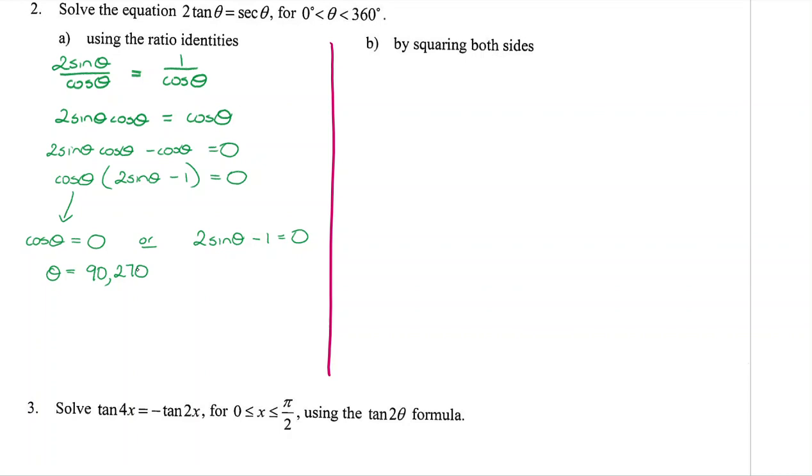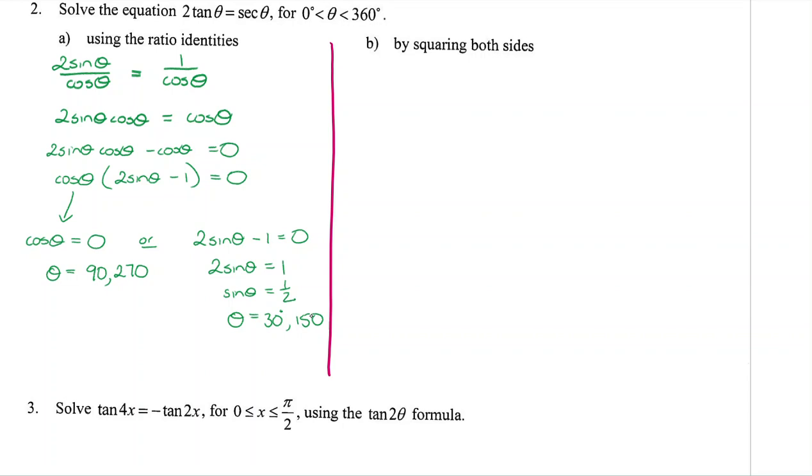Okay, if we do the other one, we're going to have 2 sine theta equals positive 1. Divide by 2, so we've got a half. And sine of what gives a half? Exact value triangle. 30. Okay, which quadrant is sine positive in? So it's going to be 30 for the first quadrant, and in the second quadrant, 150, that's right.